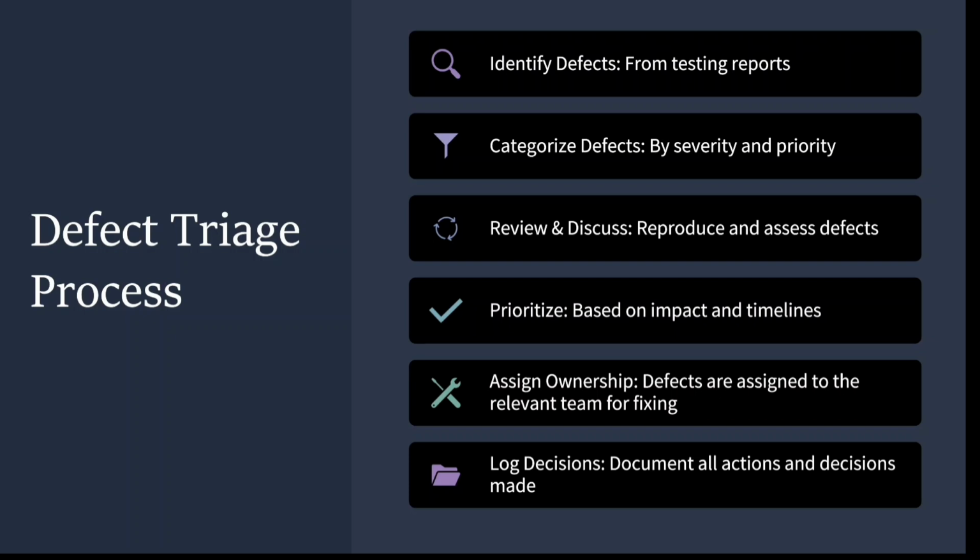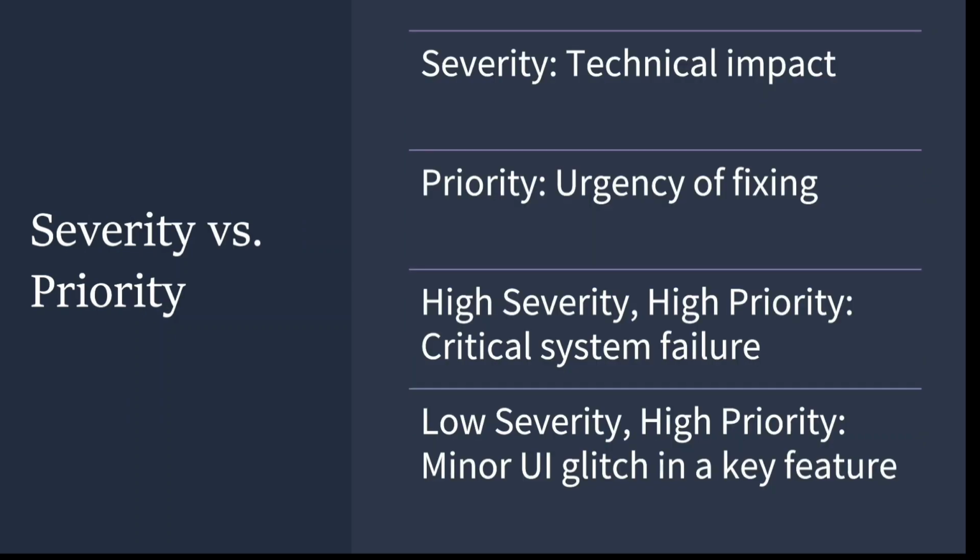Once the discussion is done, we have to document all the actions and all the decisions that were made during the defect triage meeting. Now, what is severity and priority? Severity is the technical impact, or how severe the defect is. Priority is the urgency of fixing, meaning it needs to be fixed as soon as possible.